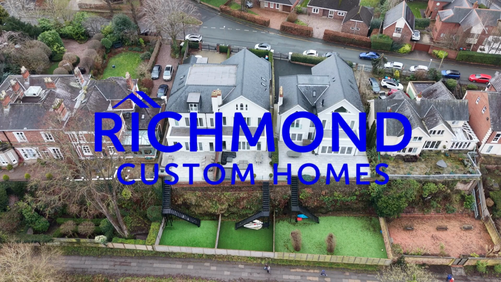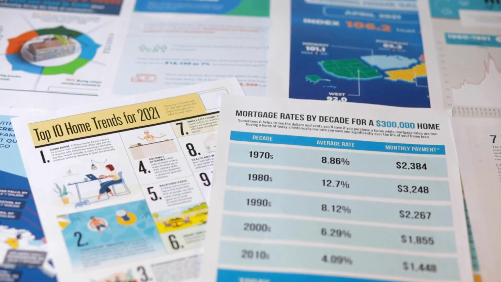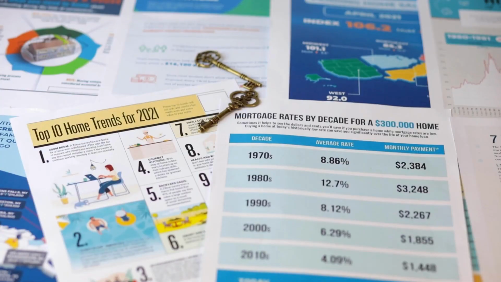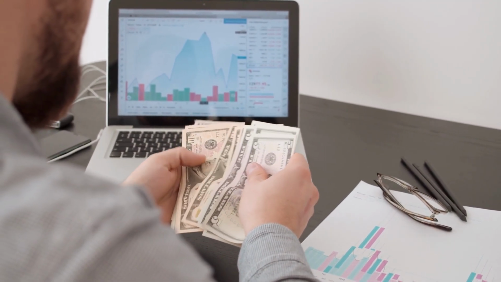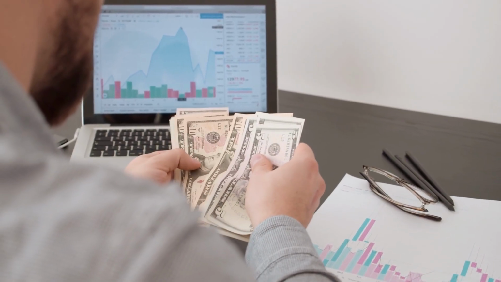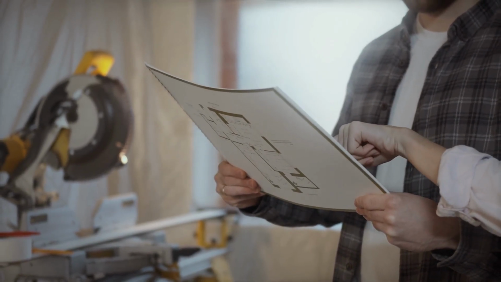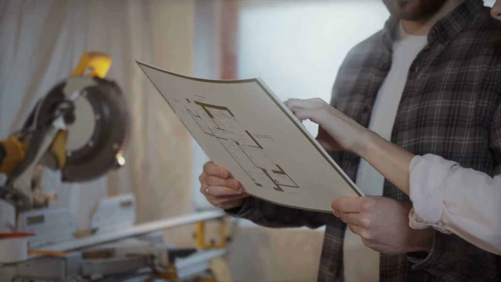A mortgage calculator is one of the most powerful tools you can use before buying a home, but only if you use it correctly. Start by entering the home price. Then input your estimated down payment. The larger the down payment, the lower your loan amount and monthly payment. Next, enter the interest rate and loan term, typically 15 or 30 years. This will calculate your estimated principal and interest payment.